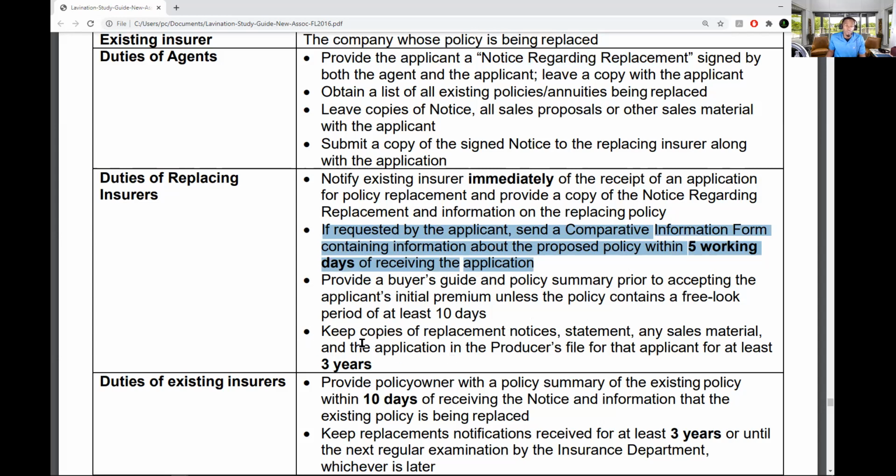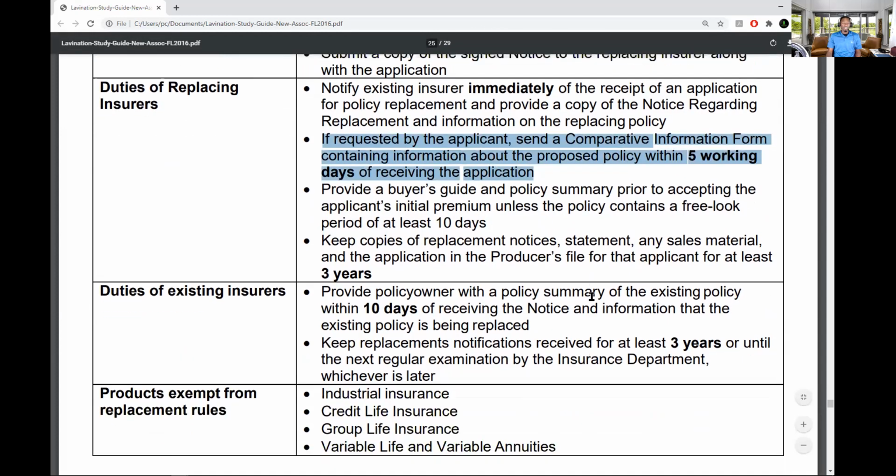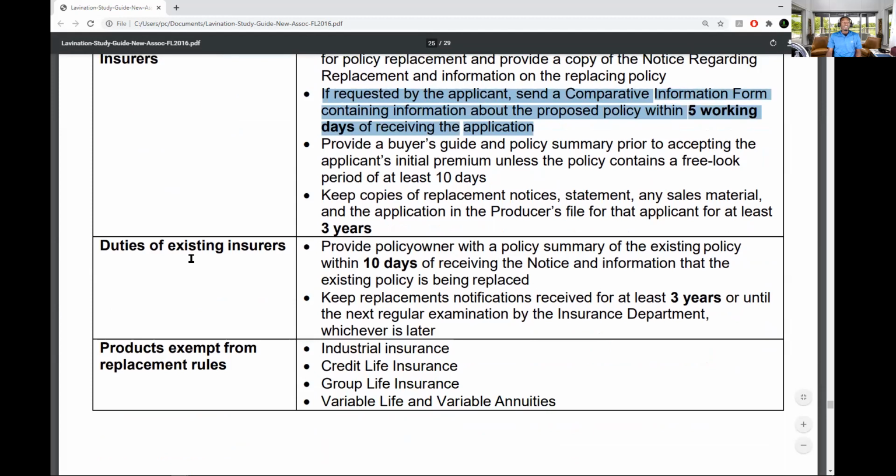The next bullet is very important as well. Keep copies of replacement notices, statement, any sales material, and the application in the procedures file, producer file, for that applicant for at least 3 years. See, you got to keep it for at least 3 years. And I really believe, I'm assuming that for sure, if it was a senior, you got to keep it for 5 years.